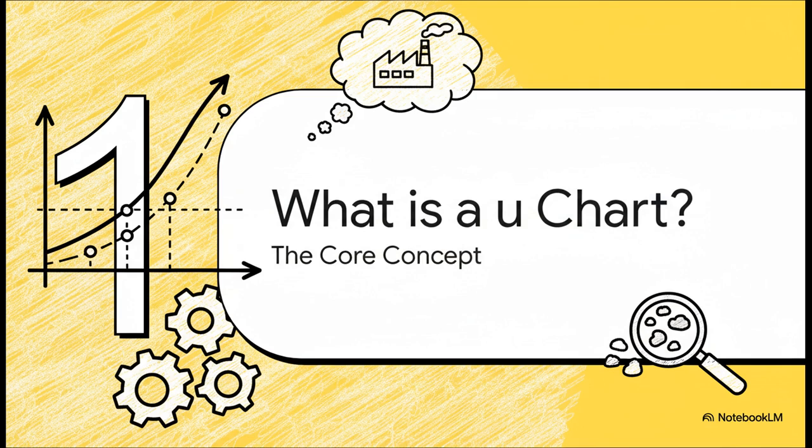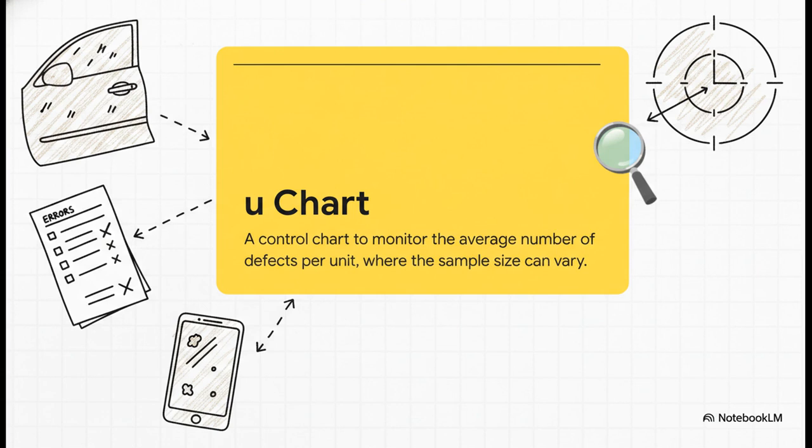Section 1, what is a U-chart? We're going to lay down the core concept right now. So, at its heart, a U-chart is all about tracking what's called attribute data, basically stuff you can count. Think scratches on a car door, errors on an invoice. You get the idea. But here's the absolute key, the game changer. It doesn't just give you a raw count of defects.